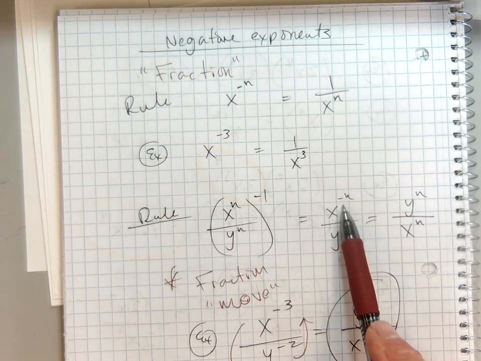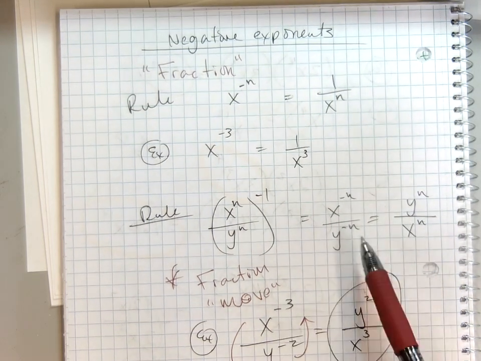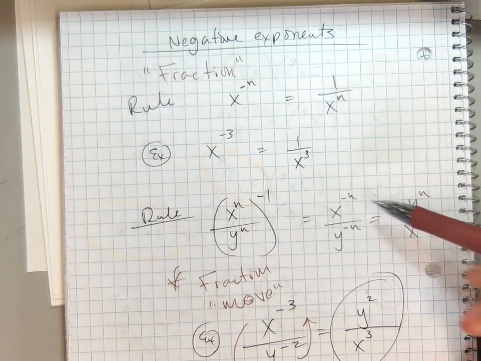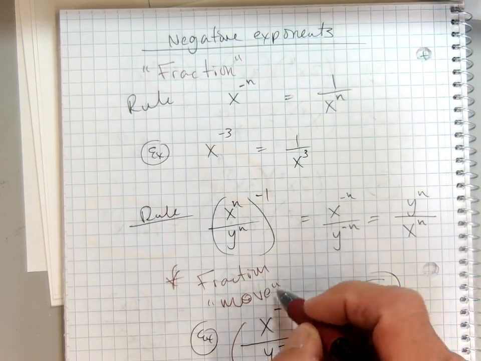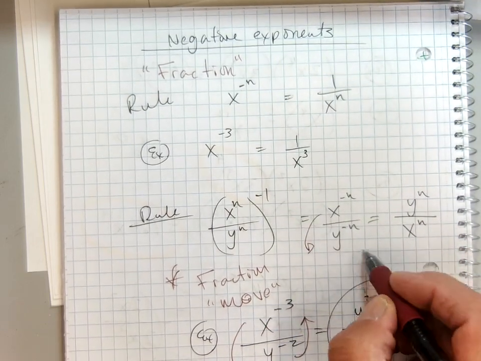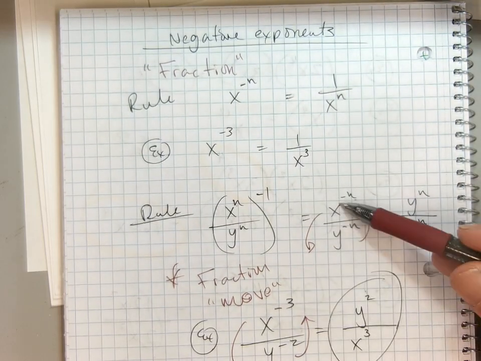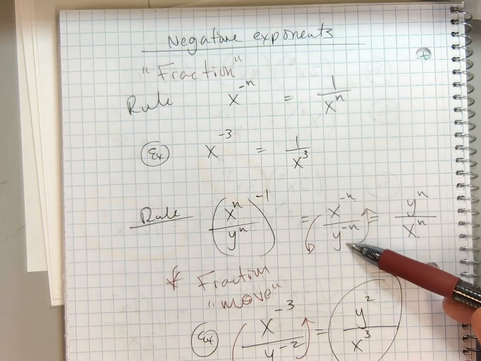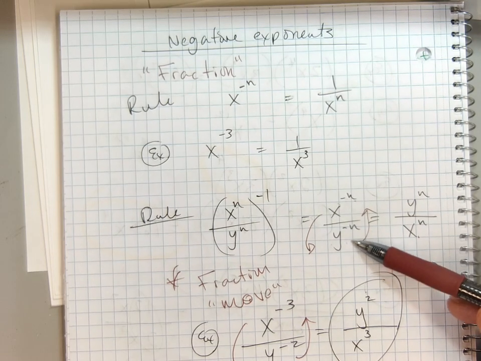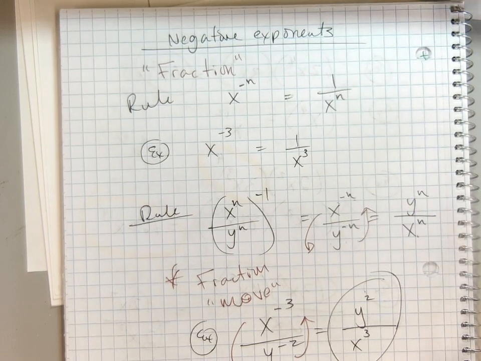If they're both negative, then we've got to move them both, right? So if they're both negative, this one has to come down. We move them, okay? Think about fraction. Move that one down, make it positive. Move that one up. X to the negative n becomes x to the positive n. When you move it down, x to the negative n, or sorry, y to the negative n moves up, becomes y to the positive n, okay?